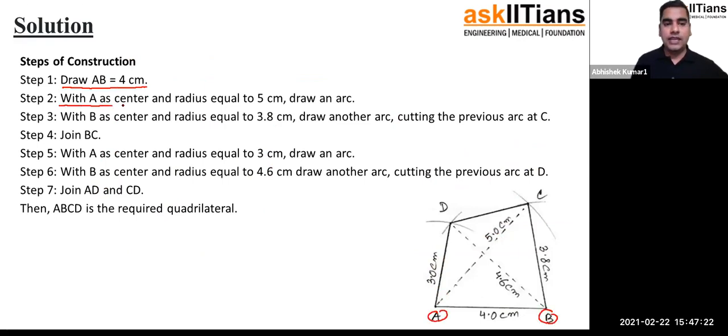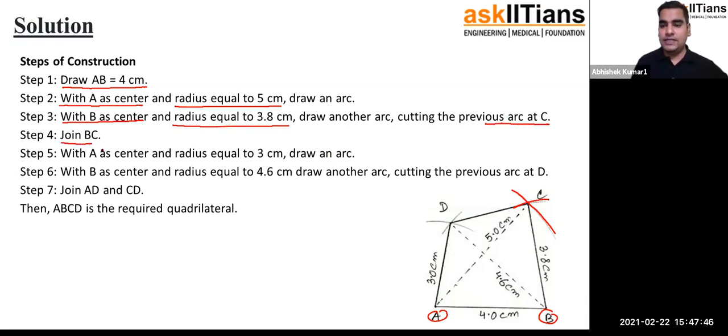Then, assuming A as center, they marked an arc whose radius is equal to 5 centimeters. So this is the arc. Clear? Then, assuming B to be the center, they marked an arc of radius equal to 3.8 centimeters. So this is the arc you have. Okay. Then you will see that these two arcs cut each other at point C.